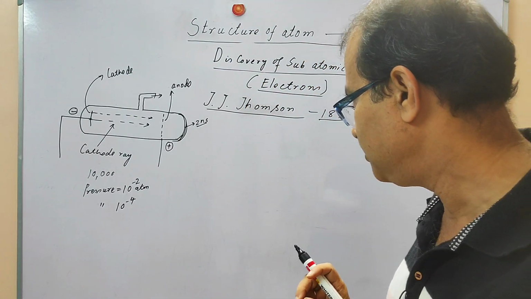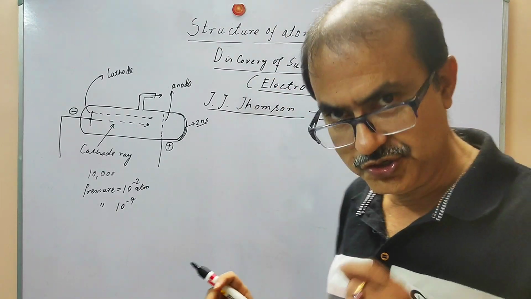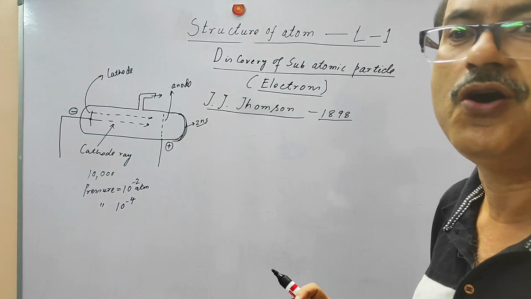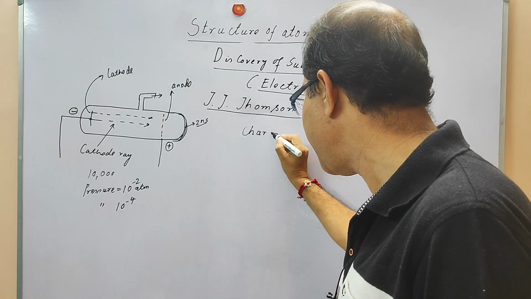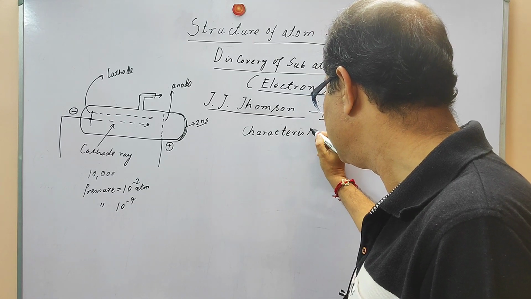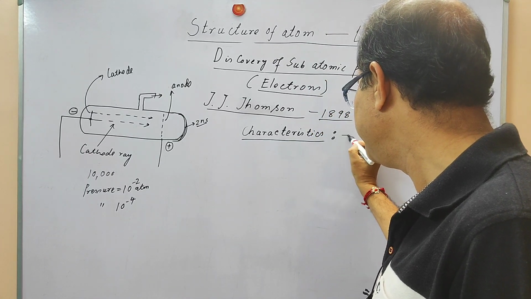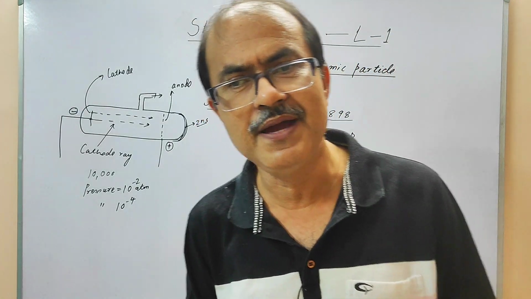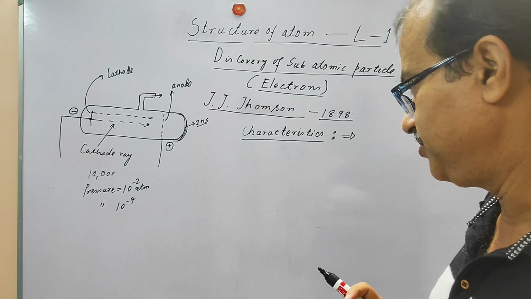So this is the cathode ray, and what are the characteristics of the cathode ray that we can understand, which is very much necessary for us to understand the discovery of electrons. So we understand the cathode ray has been produced from cathode to anode, when we keep the pressure inside the gas very low, that is 10 to the power minus 4 atmosphere, and the potential difference is 10,000.